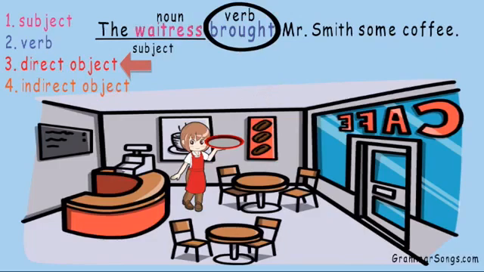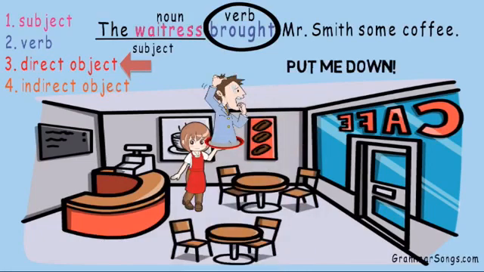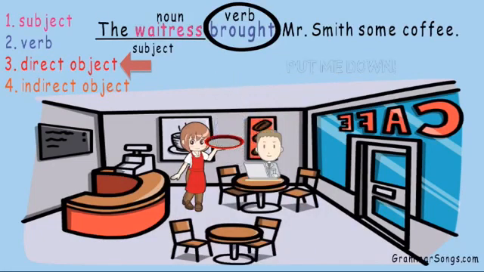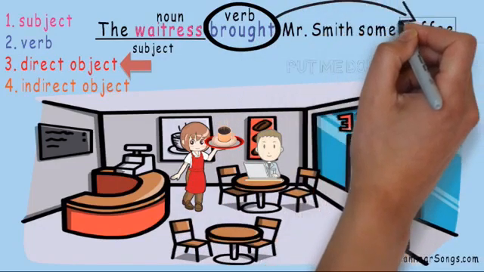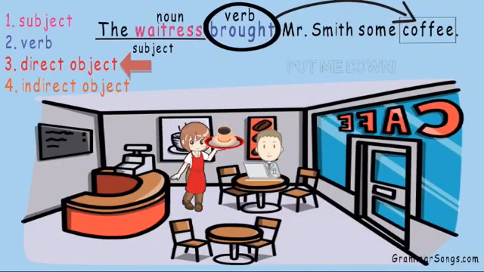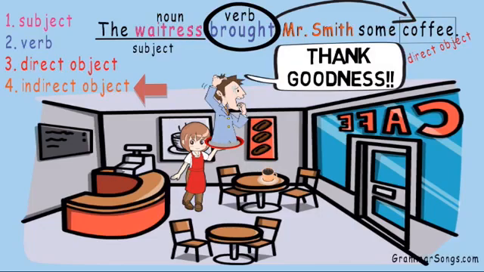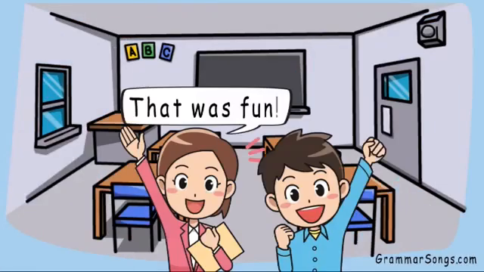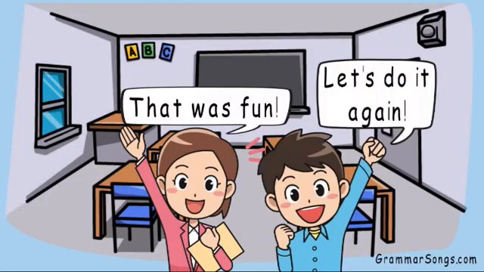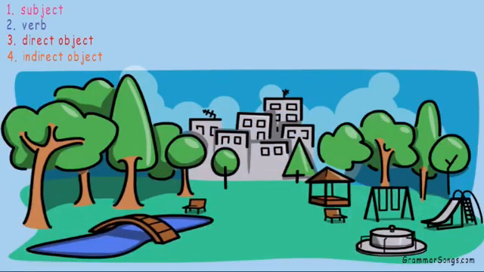Well, since we're pretty sure the waitress didn't bring Mr. Smith, we know that Mr. Smith is not the direct object. Coffee is the direct object because the coffee directly received the action of being brought. So Mr. Smith is the indirect object. Mr. Smith is affected by the action of the bringing of the coffee, but not directly. Thank goodness! That was fun! Let's do it again. Okay, let's do it again.